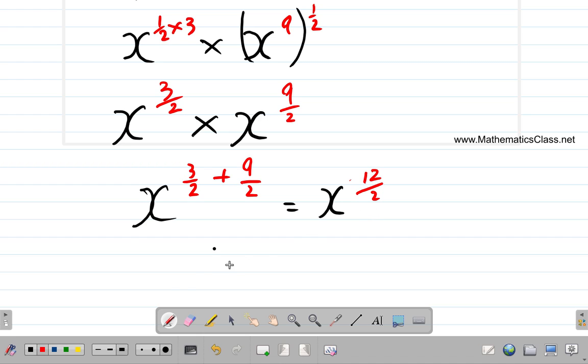Now, this can be written as x raised to the power of 12 divided by 2, which is 6. It's x to the 6. Okay? So, that's what you get for that.